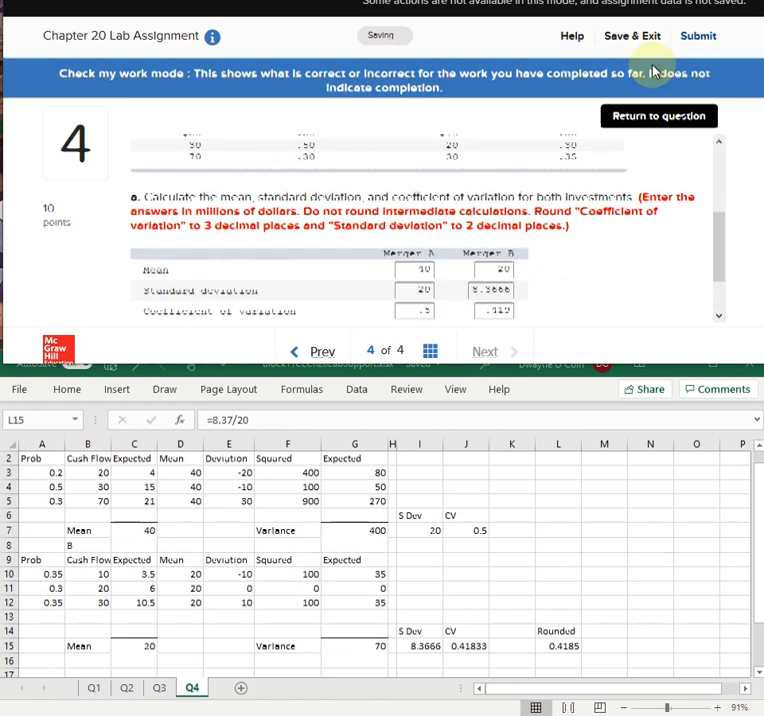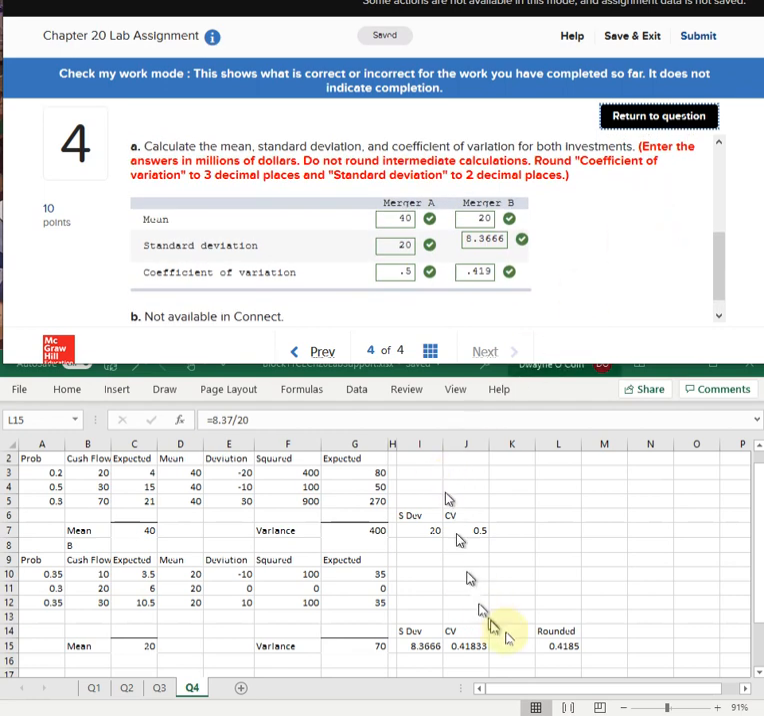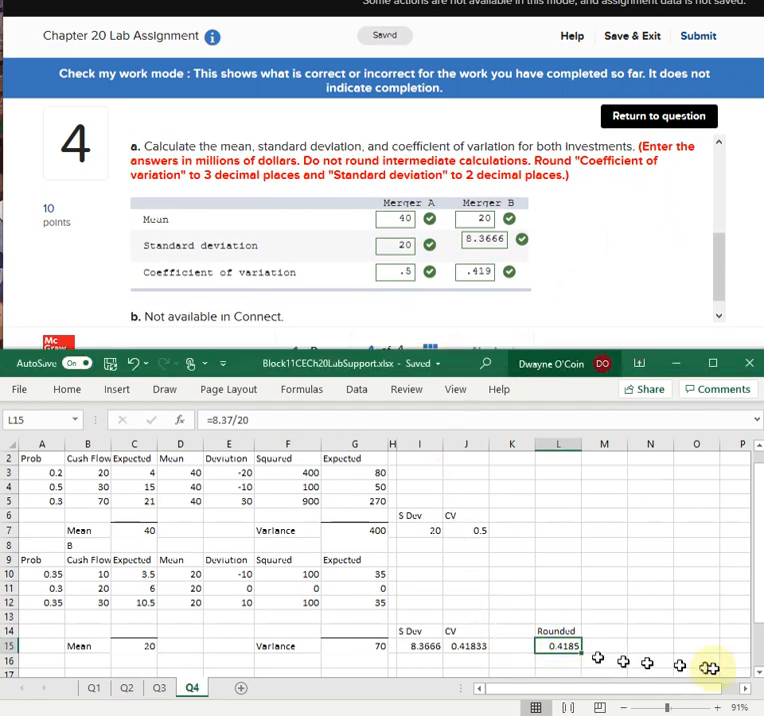I'm not sure if we've tried 0.419 yet. There we go. Huh. Well, that is the rounded version, because 0.41833 doesn't round to 0.419. So the rounded version takes the 8.366 and rounds it to 8.37 and divides that by 20 and then rounds it to 3 decimal places. So I guess you have a template for how to get that one. And that's all there is to it. So that is the end of question number 4, and we're done the lab for chapter 20.